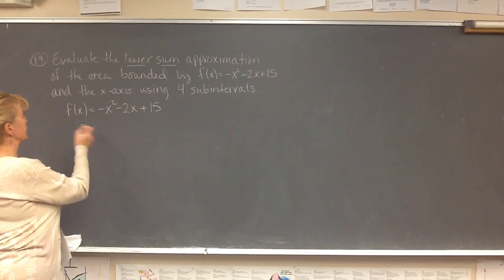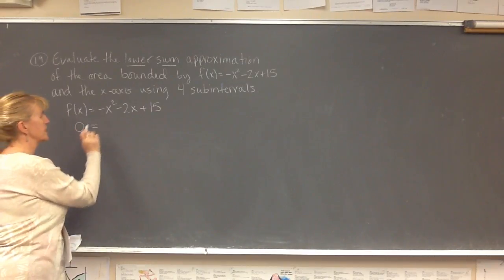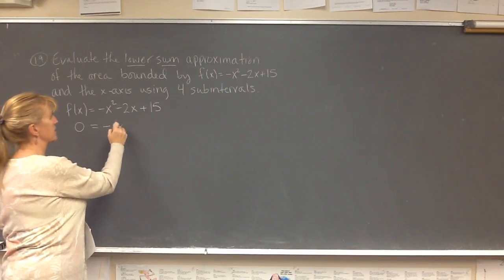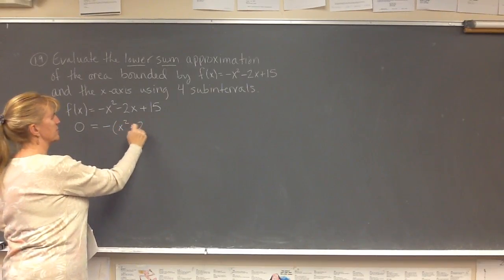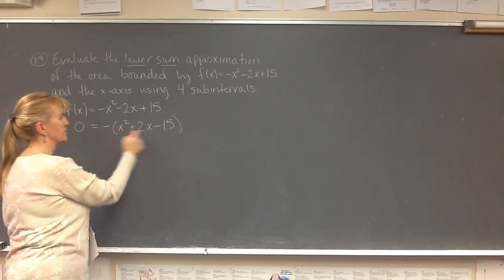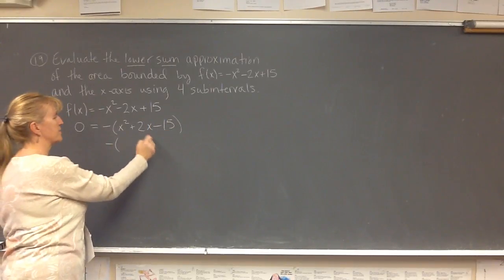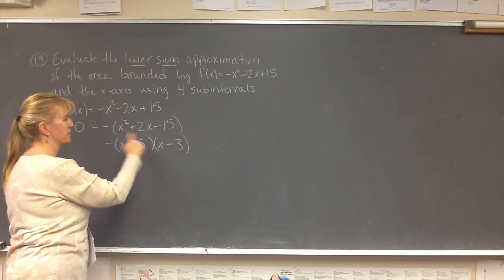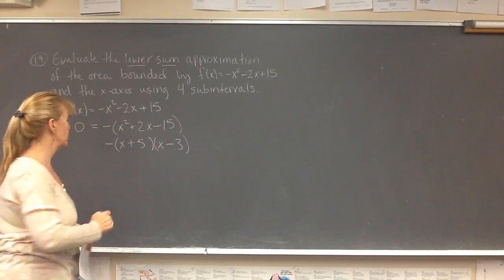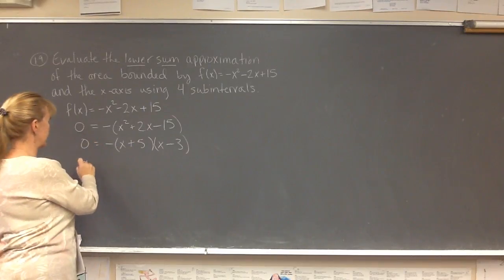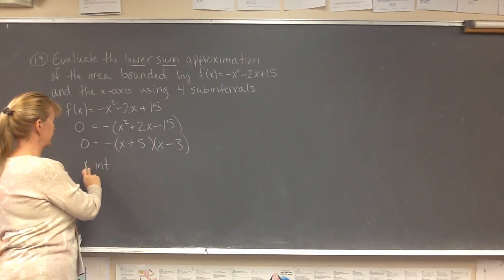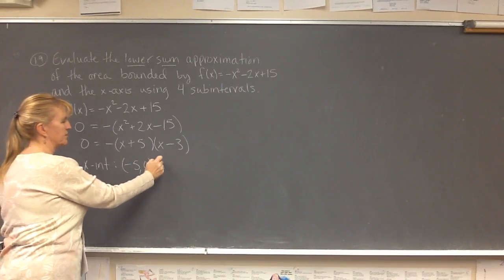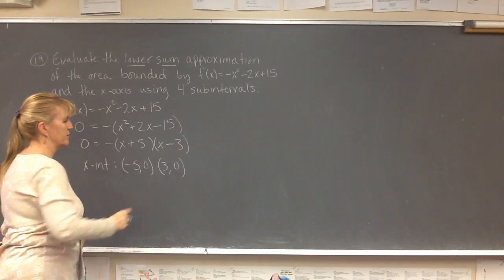So I'm going to find my x-intercepts. In order to find my x-intercepts, I'm going to let my y value equal 0. I'm going to factor out a negative sign just to make this a little easier to work. I like to factor my quadratic when I have a positive x squared. So I have x plus 5 times x minus 3. If you check that, you'll see that it works. That tells me that my x-intercepts are negative 5, 0 and positive 3, 0.